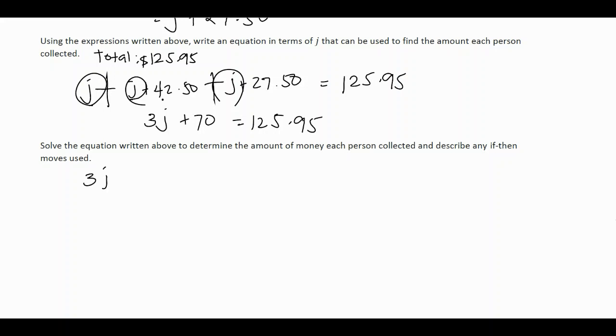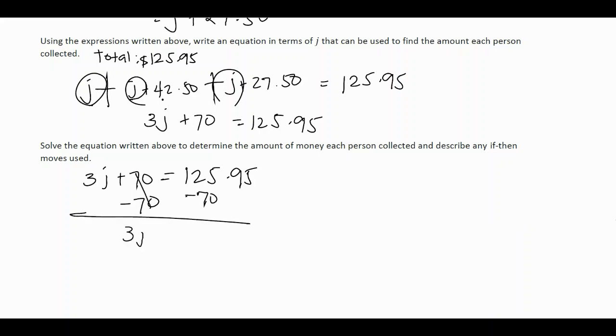So using that equation, as you can see, again, it's in standard form. So what we're going to do, because it's a positive 70, we need its opposite, which is a negative 70. And if we subtract it on this side, we also subtract it on the other side. So 3J is equal to 125.95 minus 70. So that will be 55.95. And then we divide both.